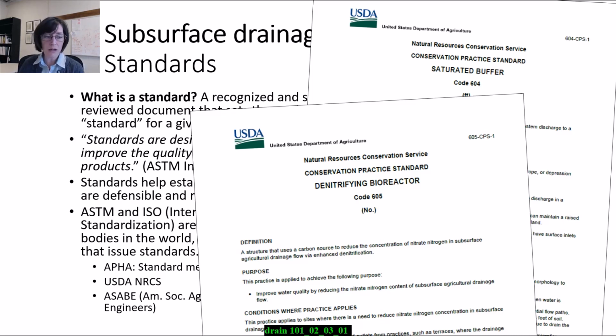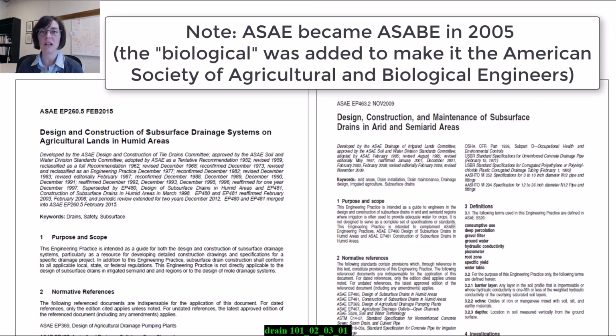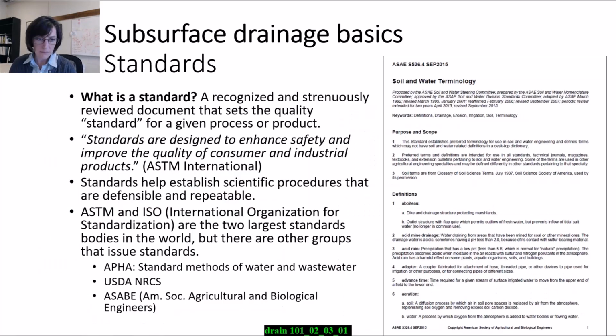And then where I'm really going with this whole lesson today is that ASABE, the American Society for Agricultural and Biological Engineers, has standards related to the design of drainage systems. There's a standard for both design and construction of subsurface drains on ag lands in humid areas, and there's a standard for design, construction, and maintenance of subsurface drains in arid and semi-arid areas. So one last note about ASABE standards.